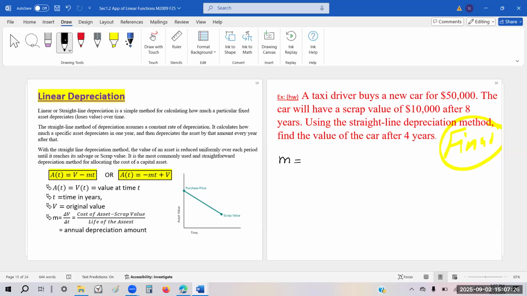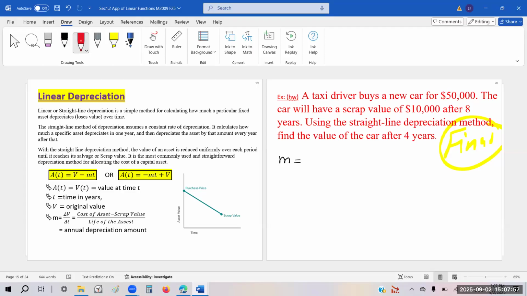So he knows today the price is $50,000. After 8 years, the price will be $10,000. So he'd like to know, if he decides to sell his car after 4 years, what the price of the car will be. So first we want to see what's the annual depreciation rate. Per year, how much money the car is going to lose.